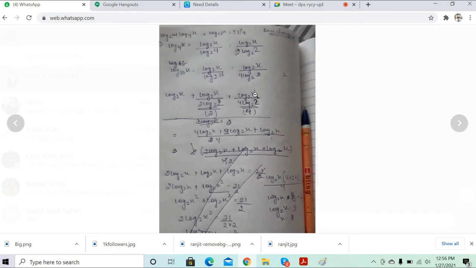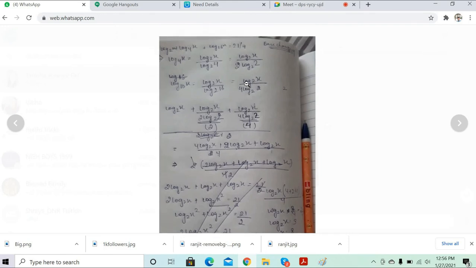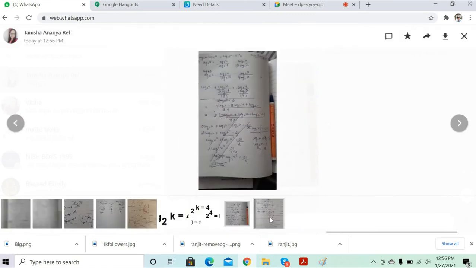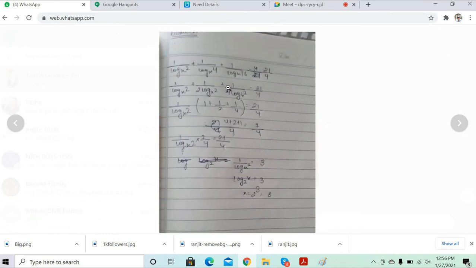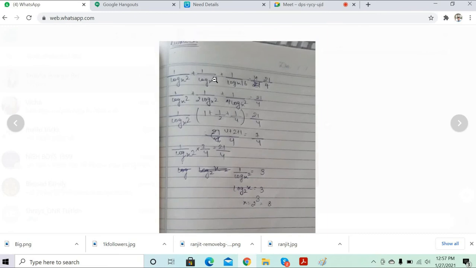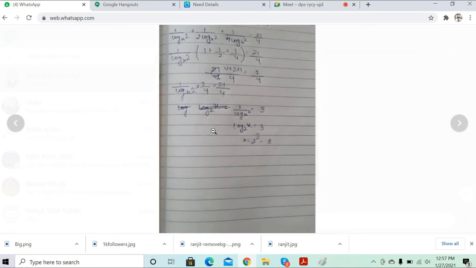Okay, so log 4x is equal to the power 4. So I've sent you both the methods. Both the methods, okay. So log x 2 and 2 power 2 log x, okay. 2 power 16. So 4 log x 2. Yeah, 2 power cube is equal to 8. X minus 0.